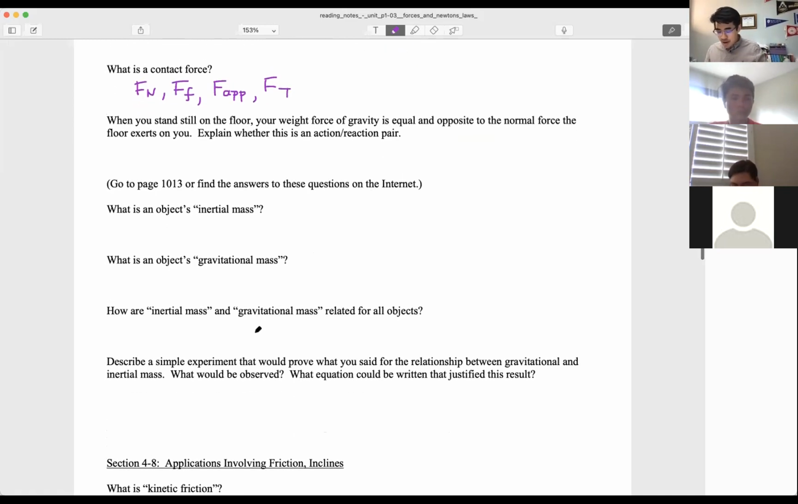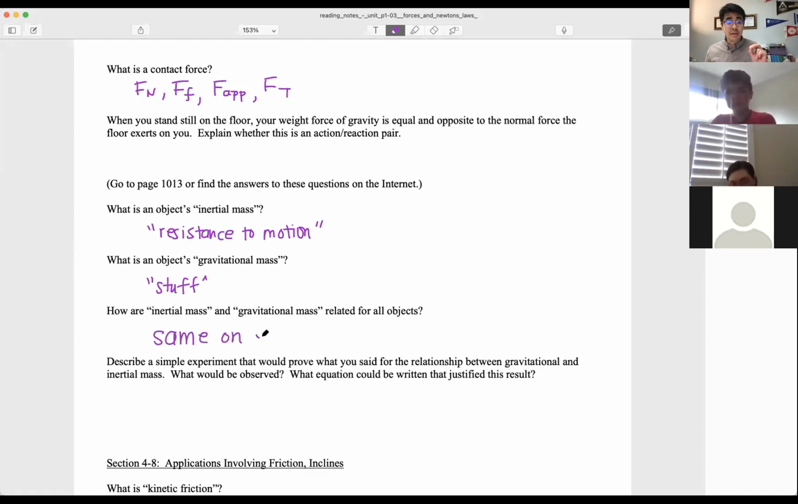And then we also have the idea of inertial mass and gravitational mass. We just defined them earlier, right? So gravitational mass is the amount of stuff in something. This is the stuff definition, right? And then the inertial mass, that's the resistance to motion. And for your understanding, the AP test might use either one of them, and inertial mass and gravitational mass have been proven to be the same on Earth. The amount of inertial mass and the amount of gravitational mass is the same.